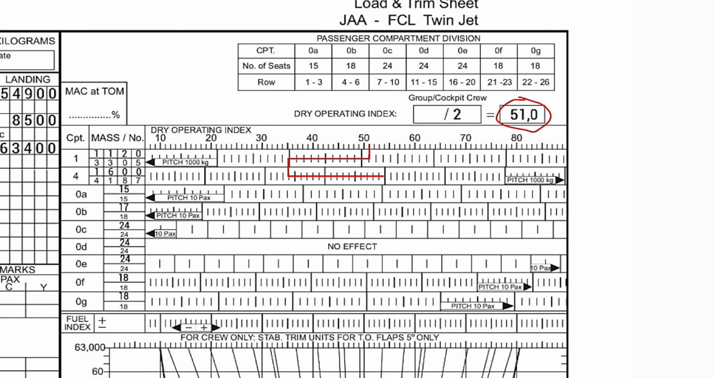Next up, there are the passenger compartment sections, starting with 0A, which holds 15 passengers. Repeat that process for the passenger compartments as well and pay attention to the changes in scale and the direction of movement, and don't be afraid to leave the scale at some point. This is completely correct. Also note that compartment 0D has no effect on the CG, so just draw the vertical line from 0C directly down to 0E.